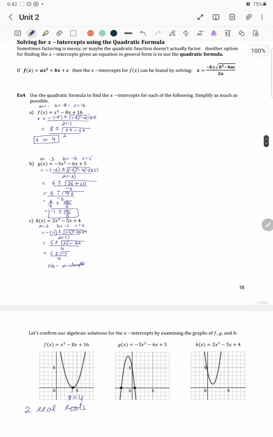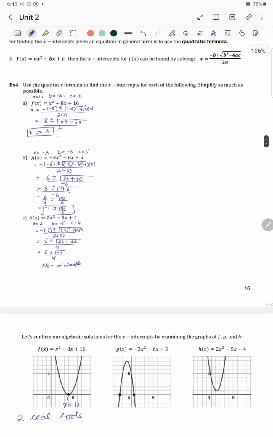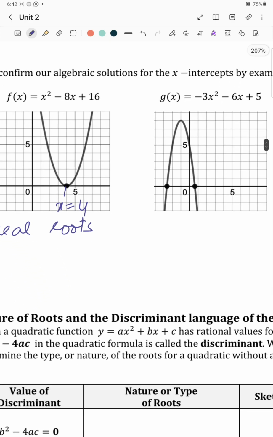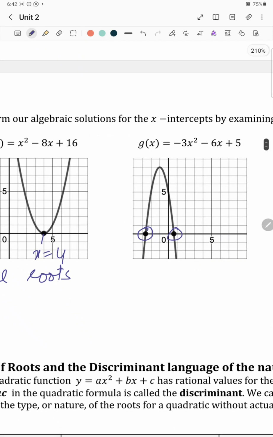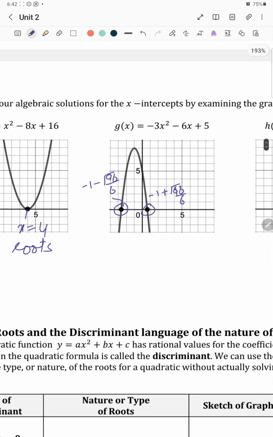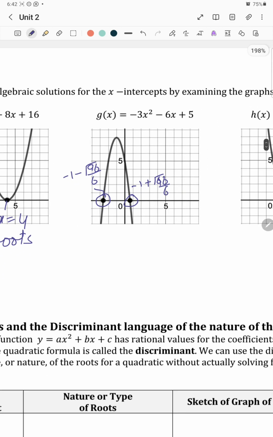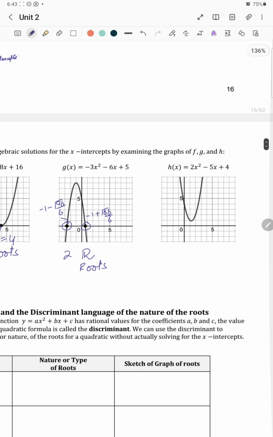In the second example, the value of x was minus 1 plus minus square root 96 over 6. So it is lying on two points on the x-axis. One is minus 1 plus square root 96 over 6, and here it is minus 1 minus square root 96 over 6. So it has two real roots, because it's intercepting the x-axis at 2 points.